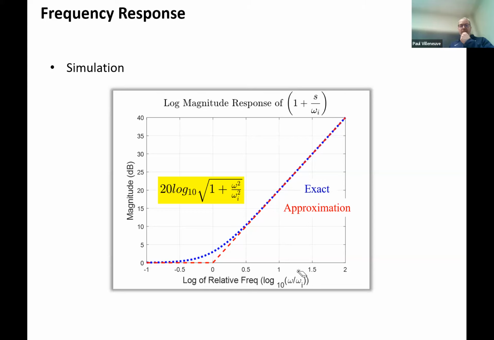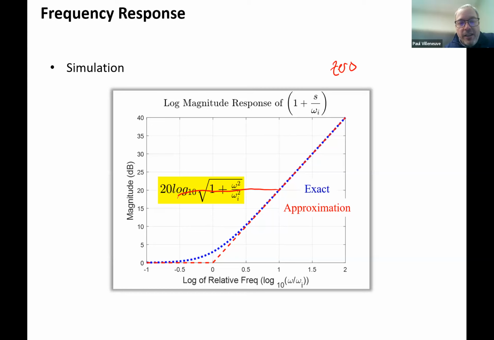So this is kind of zoomed in, and you can do 20 log 10, and this is a log of relative frequency. You can see that this is written generically for any break frequency. This is for what we would call a 0, and hopefully we have enough time to talk about that. But if we're at 0.1, which means we're a factor of 10 away, you can see we're almost perfect. If we're up here at a factor of 10, log 10 to the 1, we're pretty good.